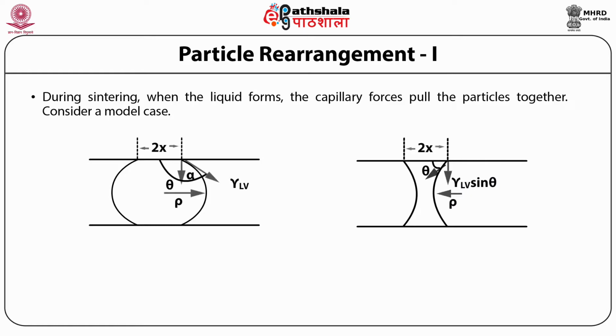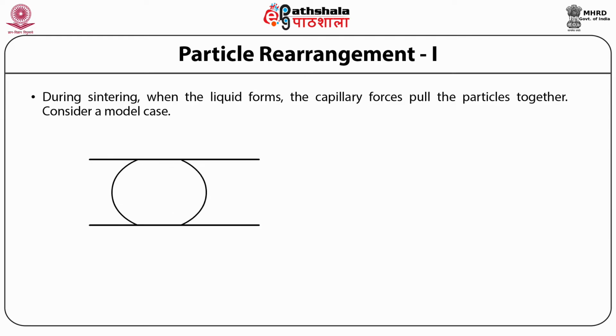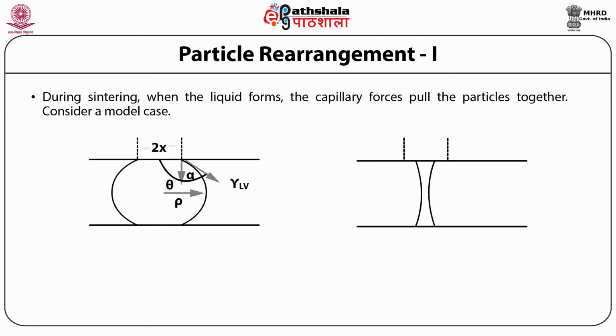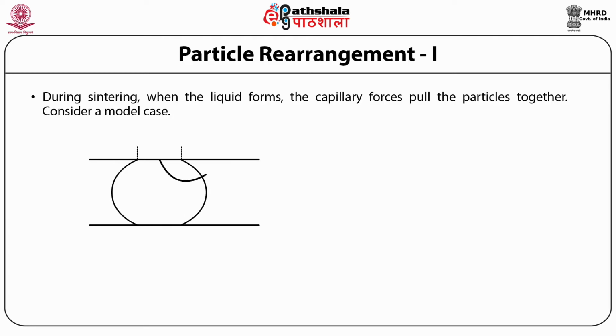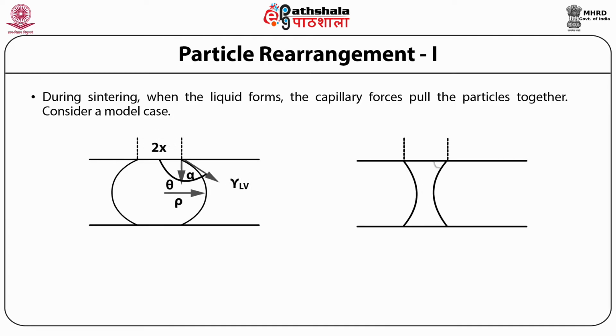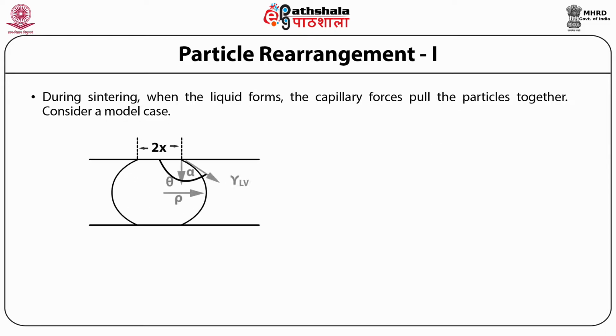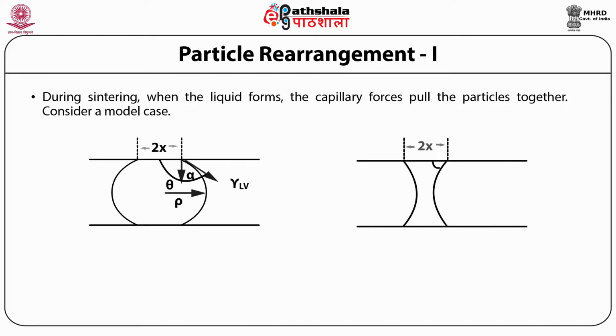Now considering figure A, the component of force due to gamma LV, that is the liquid vapor surface energy, is given as FL equal to gamma LV cos of (theta minus 90), which is equal to gamma sin theta. This component acts downwards and pulls the plates together. The smaller the value of contact angle, the larger is the pull. The excess pressure inside the liquid due to curvature is given as 2 gamma divided by rho.